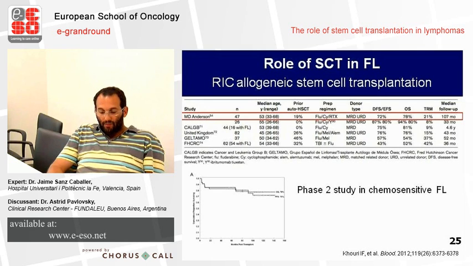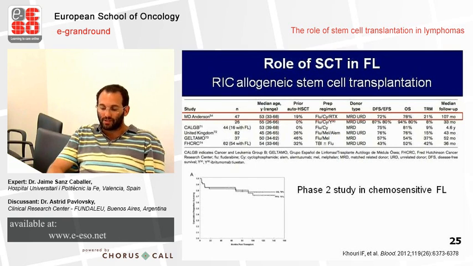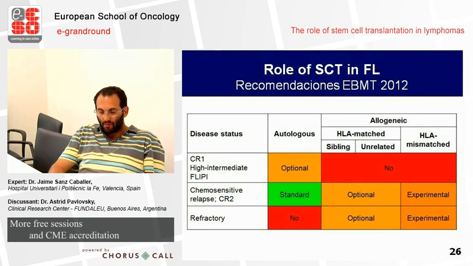The trial from the MD Anderson group represents a prospective trial with the longest follow-up, which reported an 11-year event-free survival and overall survival of 72 and 78% respectively, with only 3 relapses observed. Slide number 26. To conclude with the role of transplant in follicular lymphoma, we have the EBMT recommendations.